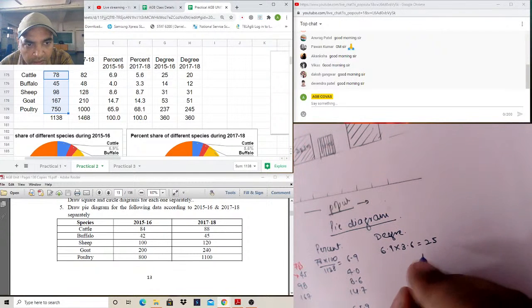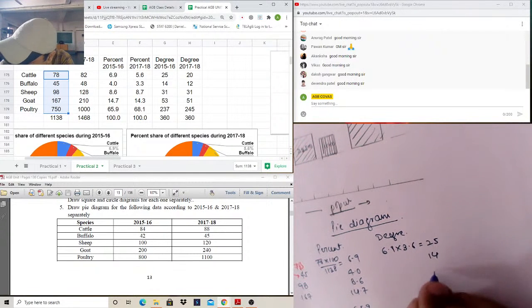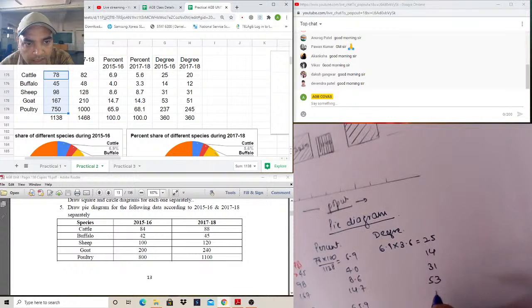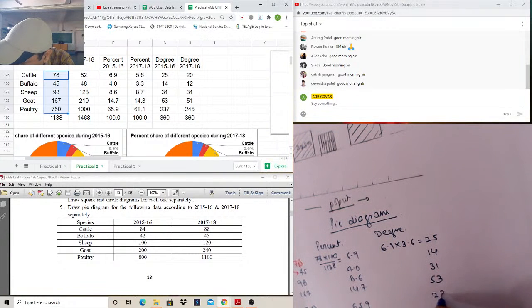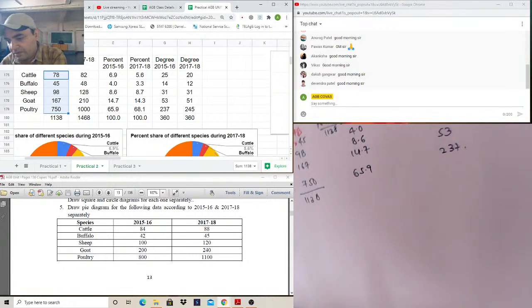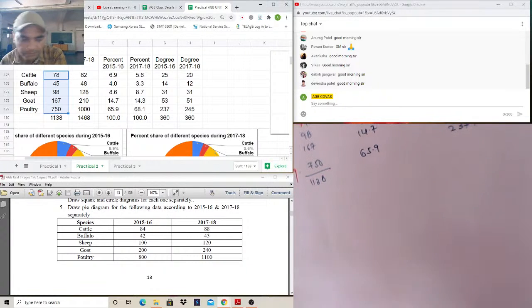Then comes 14, then 31, then 53, and then 237. So I will be quickly taking this up. What we will be doing is using a protractor to draw a circle.